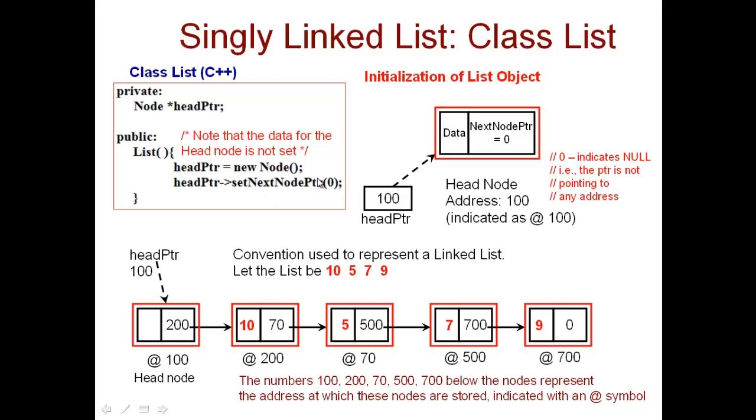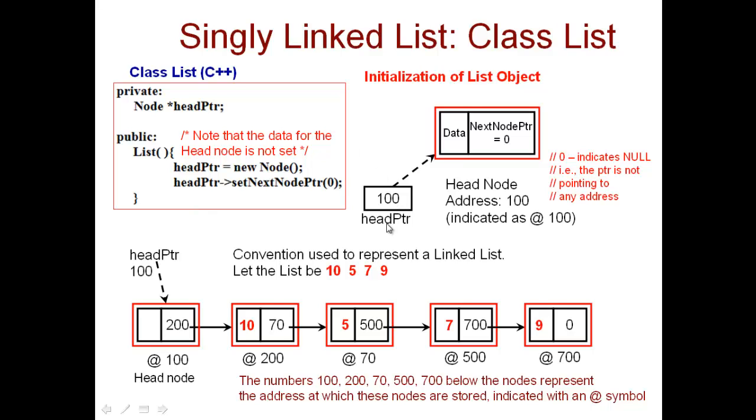Now as I said, we have not yet added the data nodes, so the next node pointer for the head node is set to null, and this is how we do that. We can access the head node using the head pointer, because the head pointer stores the address of the head node.